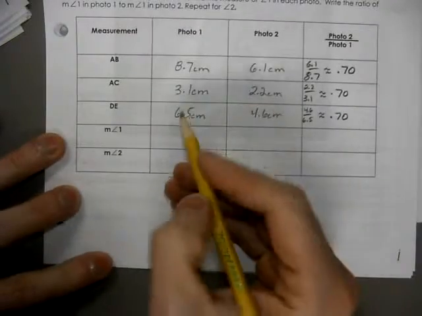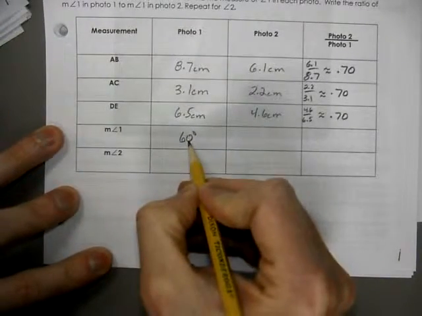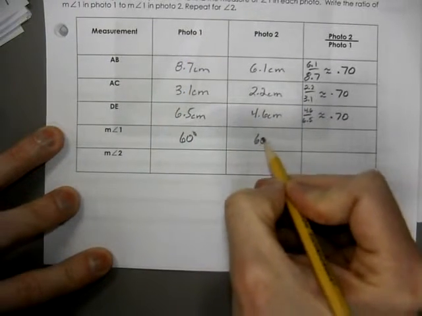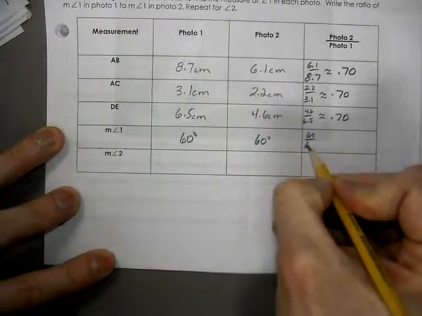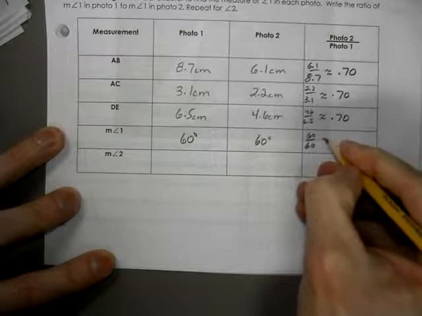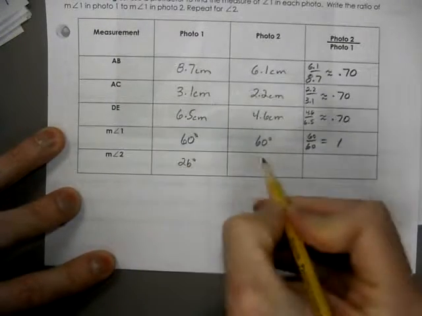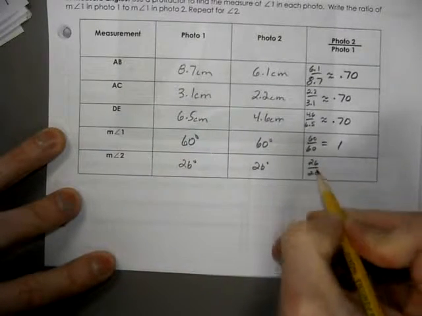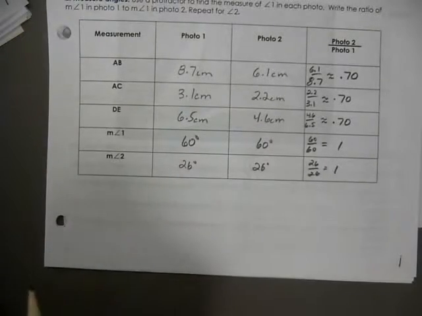So back on our chart on the first page, we have 60 degrees for angle 1 for the big sail and 60 degrees for photo 2. Our ratio of that would give us exactly 1. 26 degrees, 26 degrees, would also give you exactly 1.